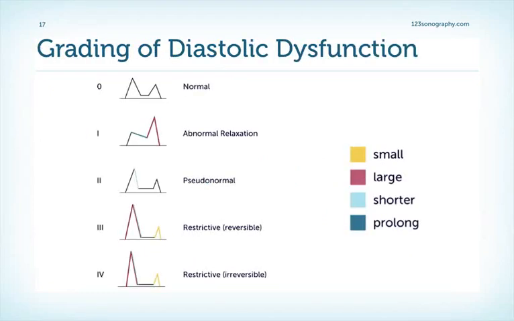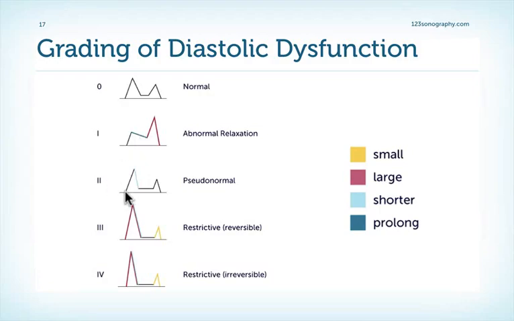And so if we put all this together, we can grade diastolic dysfunction. And remember, since diastolic dysfunction largely reflects left ventricular filling pressures, it also nicely reflects the severity of symptoms. Okay, we have grade 0, which is normal, where we have an E wave, which is taller than the A wave. Then we have abnormal relaxation. We have an E wave, which is smaller than the A wave. And we see a prolongation of the deceleration time.